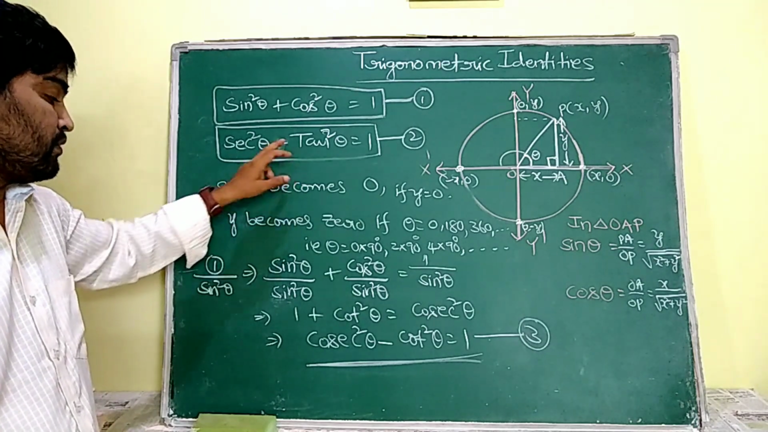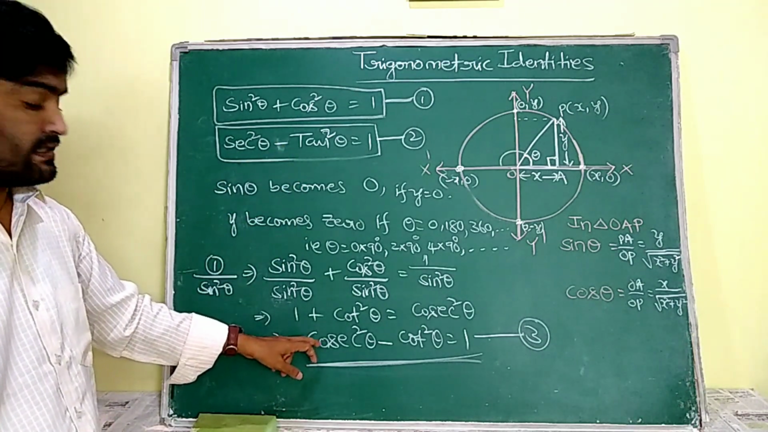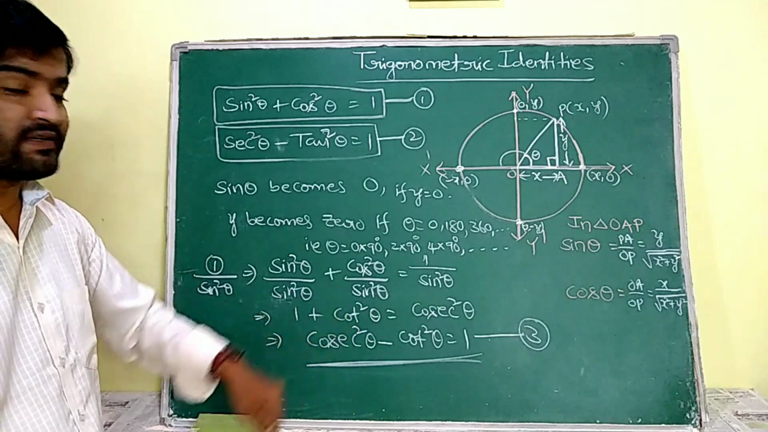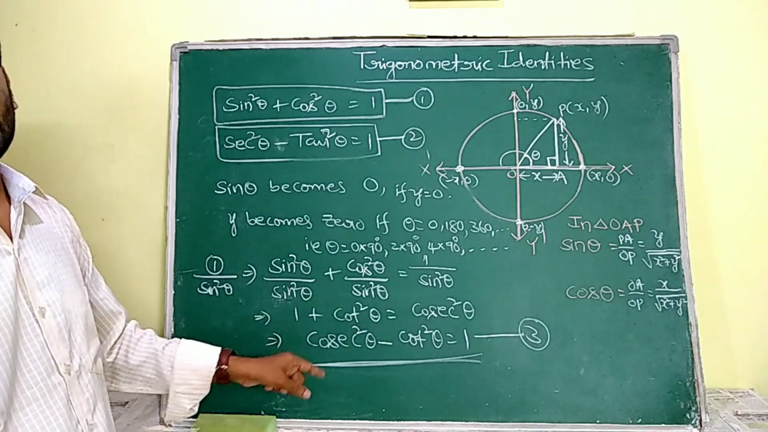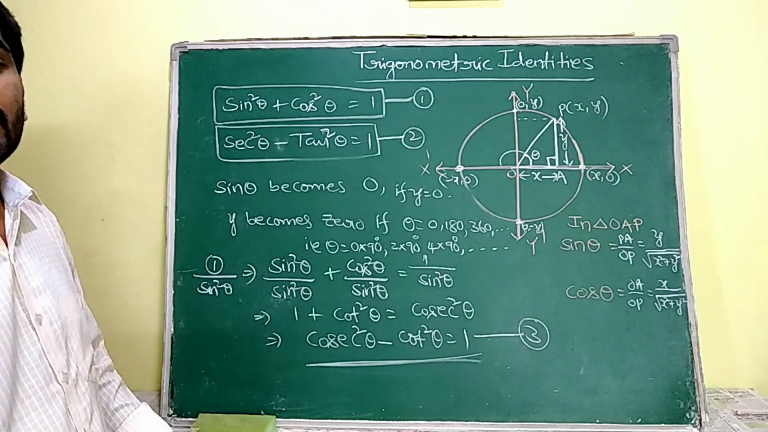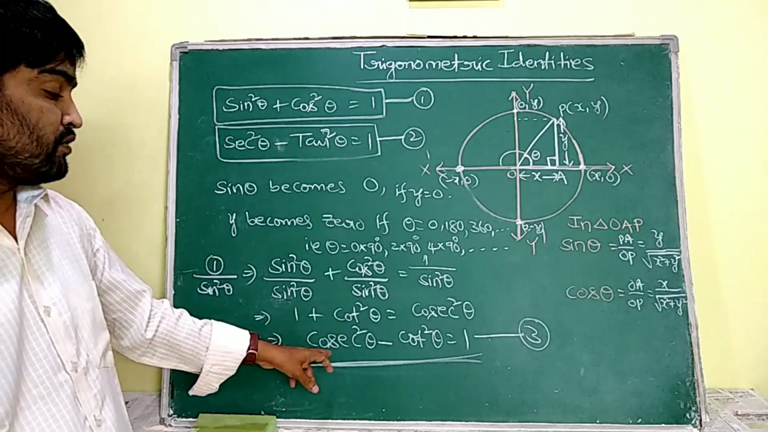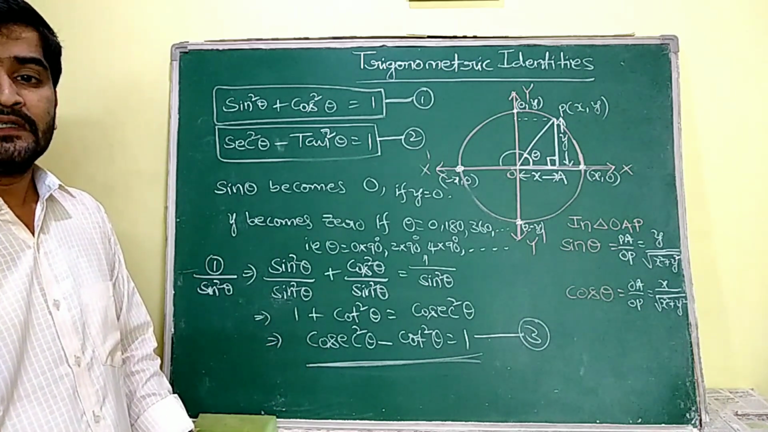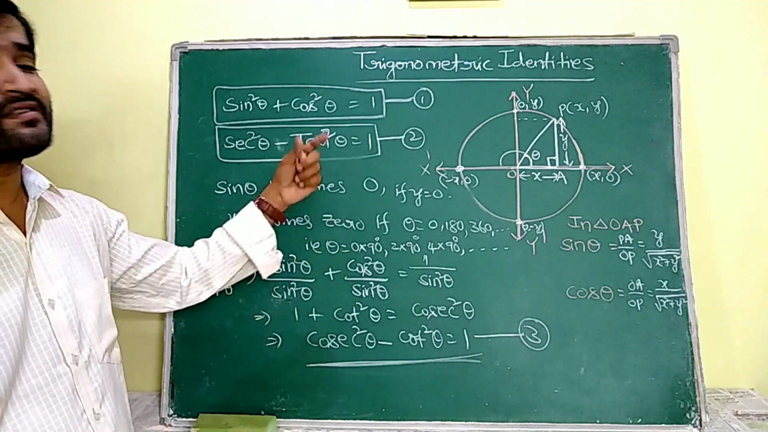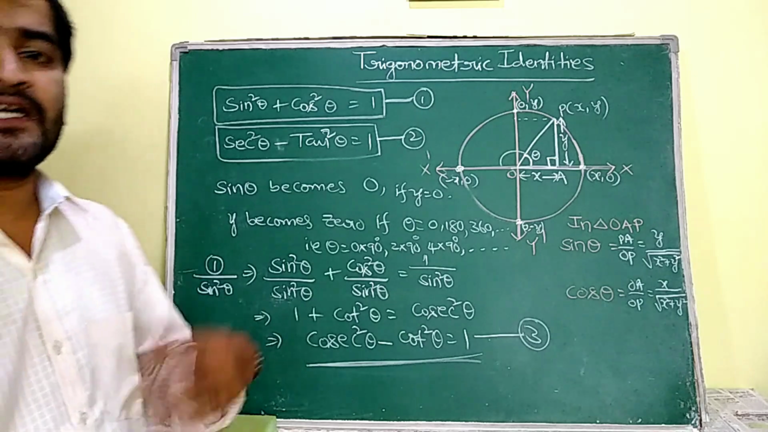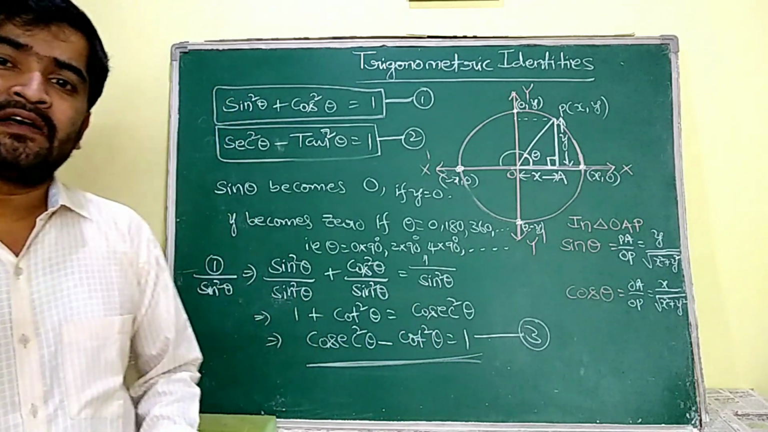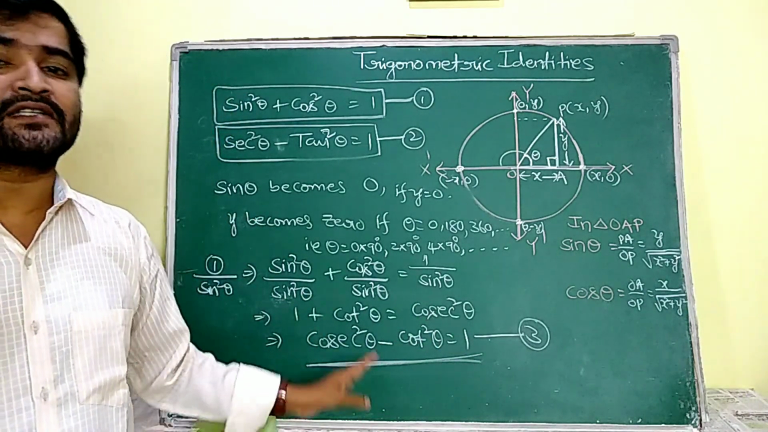Okay? Now coming to identity 3, cosecant square theta minus cot square theta is equal to 1 is known as identity 3, and this identity 3 is also not true for all the values of theta. It is only true for the values of theta which is not equal to even multiples of 90. That means except the even multiples of 90, for the rest of all the angles it is true.